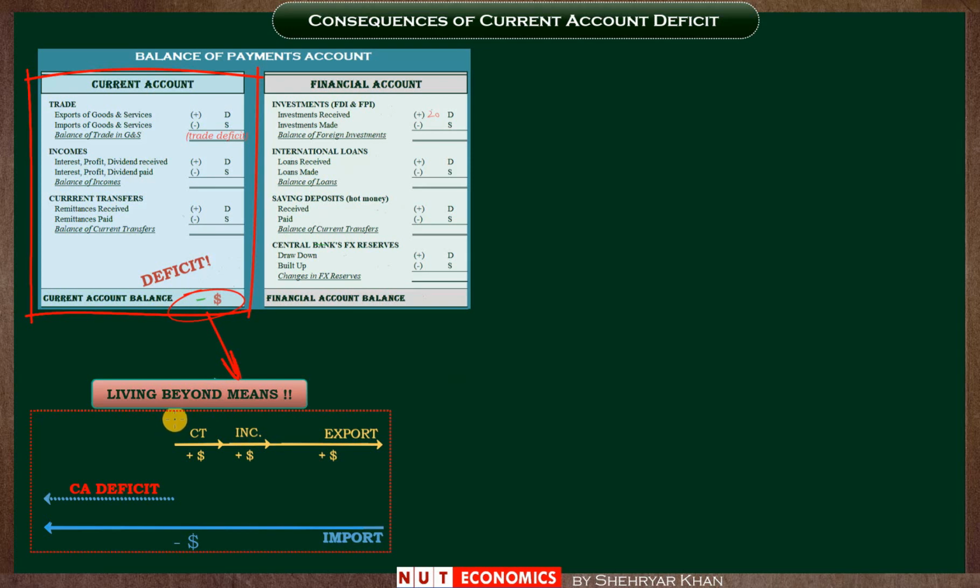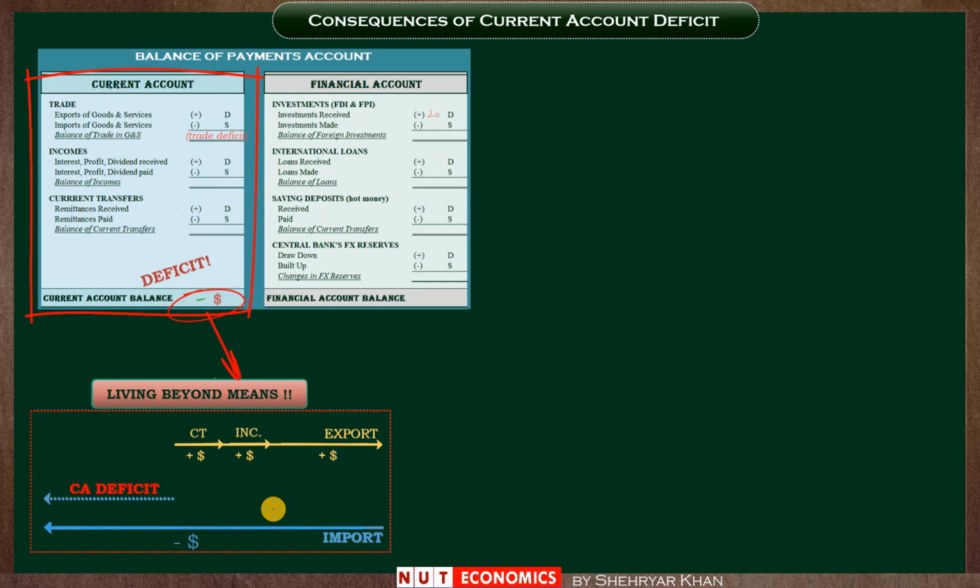Now the consequences of this overspending, of getting into these current account deficits, as I mentioned earlier, there are a lot of things that can go wrong. There are a lot of different problems that a country can get into if it keeps on overspending and keeps on getting into these current account deficits. And we will learn all of these different complications that the country may eventually get into because of these current account deficits.